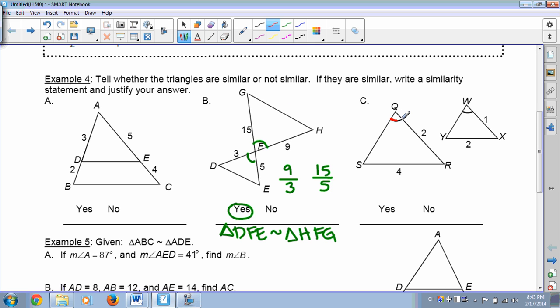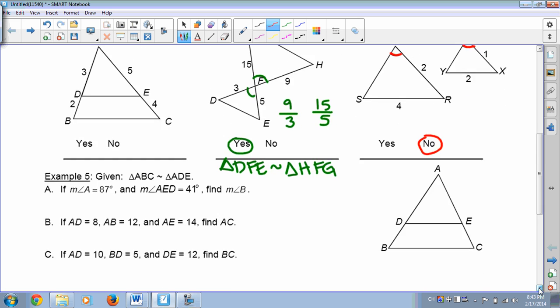You notice we already have congruent angles up here. But one thing I notice, even though 1 over 2 is the same thing as 2 over 4, they're both 1/2. The problem with this is that this angle is not included. It is not in between our two sides. Here are our two sides, so our angle needs to be this one. Angle X and angle R are the included angles. Since we don't know what angle X and angle R are, we have to assume that this is not similar because we would need to know these two angles instead of Q and W. So we cannot write a similarity statement there.